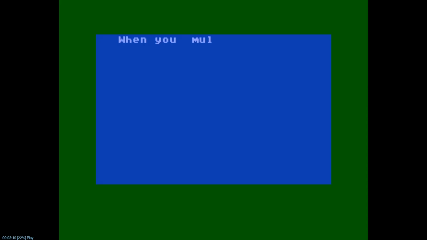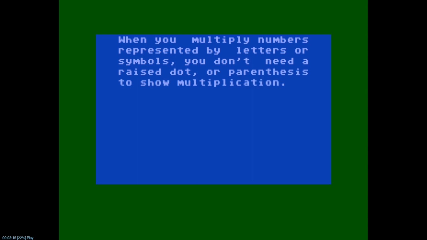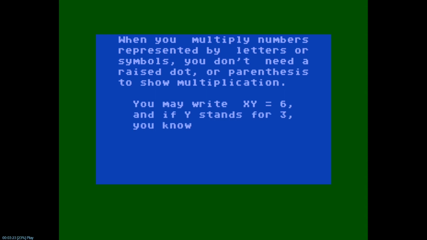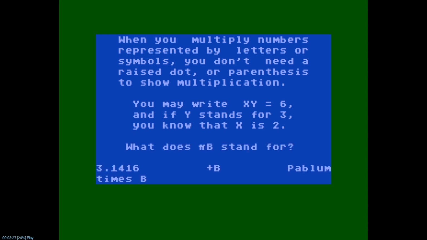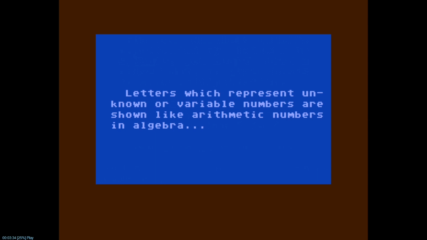When you multiply numbers which are represented by letters or symbols, you don't need a raised dot or parentheses to show multiplication. For example, you may write xy equals 6, and if y stands for 3, you know that x is 2. What does pi b stand for? Yes.